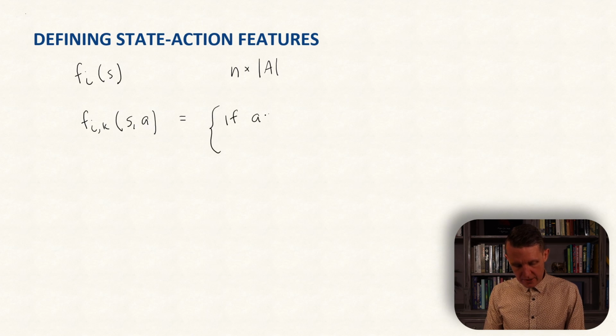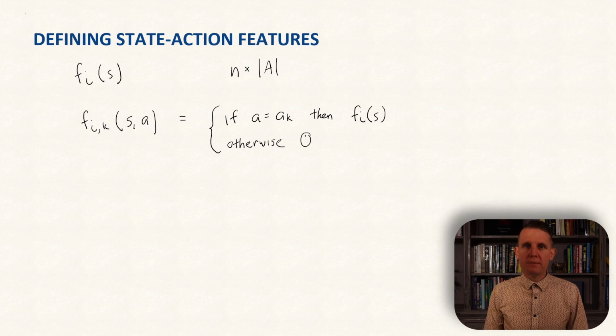If the action is equal to action k, then we return the state value at that point. Otherwise, return 0. Now, for any of the features and any of the actions that are not feature I and action k, we simply return 0 in that part of the vector. And when the action is action k, we simply return the feature value.